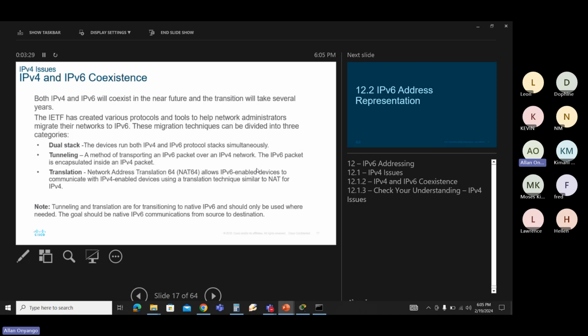You carry the v6 packets inside those of IPv4. The last strategy is called translation. This translation works like NAT, network address translation, but it's a bit different. You know the way NAT works? In our border router or edge router, where packets move from our computers, when they reach the border router, it translates IPv4 private into public.